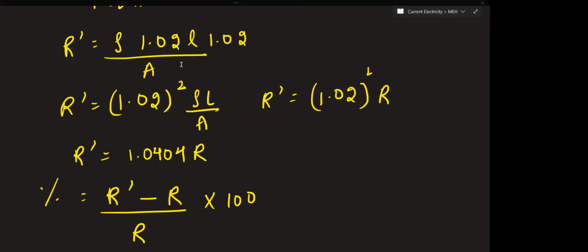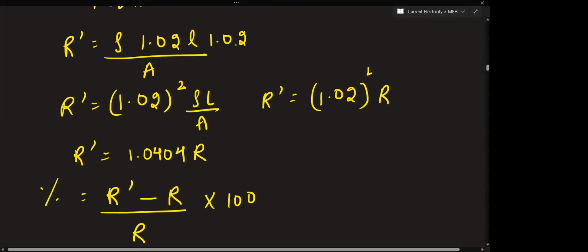Square, because see here, this has gone in the numerator. It was divided by 1.02. So this 1.02 multiplied by this 1.02 became the square.